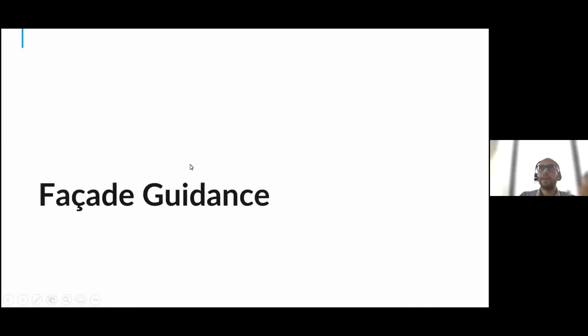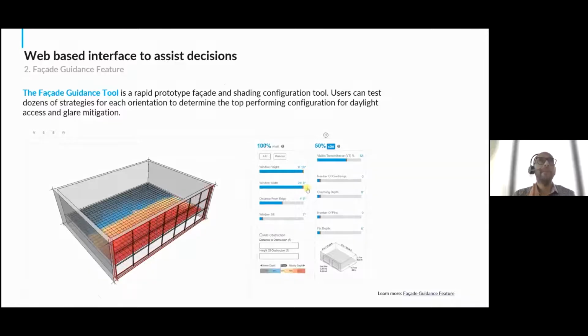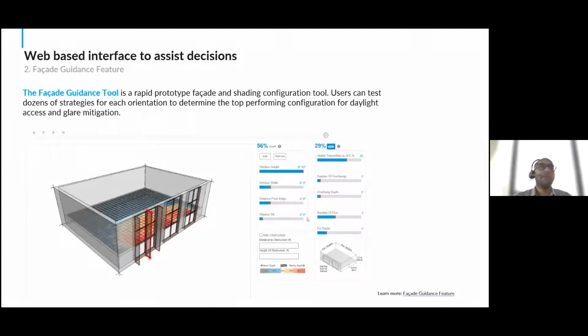In terms of what the facade guidance feature means, within the web-based app, we have a feature that's the facade guidance tool. What this is doing is basically addressing something I'm sure you have seen in the industry a lot. We always have a question about, let's say if you're talking about a southern facade, what kind of shading strategy works for a southern facade? If you're talking about an eastern facade, should we go for vertical shading?